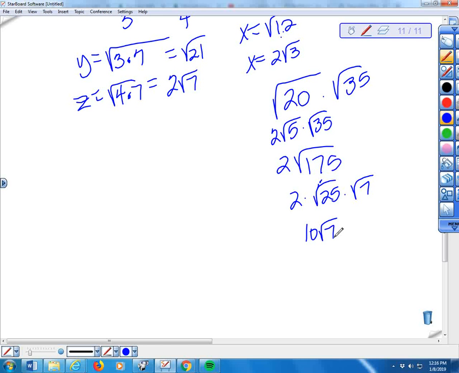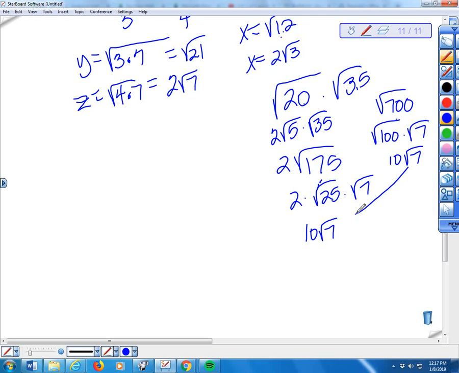Okay. The other way you could have done it, this times this is 700, right? What's a perfect square that goes into 700? What's 10 squared? 100. Does 100 go into 700? Same thing.